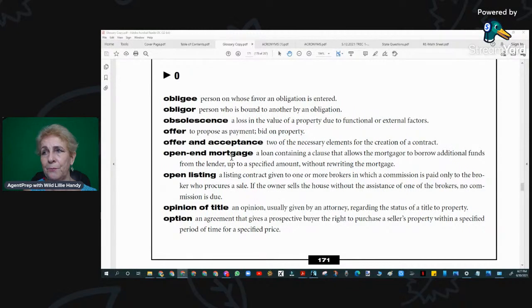Open-end mortgage. A loan containing a clause that allows the mortgagor to borrow additional funds from the lender up to a specified amount without rewriting the mortgage. So sometimes these are home equity lines of credit. They're like a revolving account. They're open-ended. So we can use it kind of like a credit card, pay it down, pay it off, and reuse it again without writing a new mortgage.